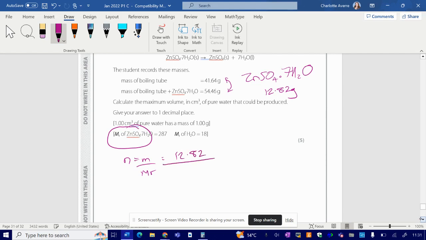12.82 over 287 gets me 0.0446-ish moles. Remember, don't round until your final step. It's fine to do the dots like I've done, but don't round till the end. Okay, so that's how many moles of the zinc sulfate substance that I have.